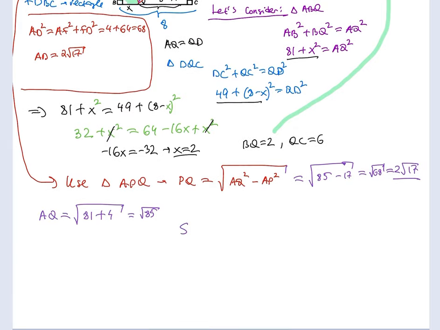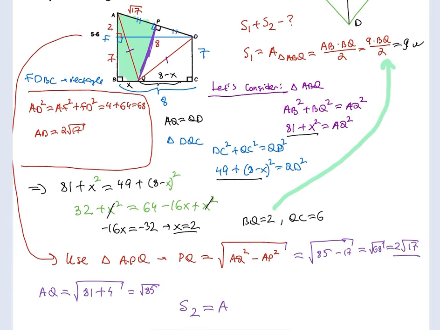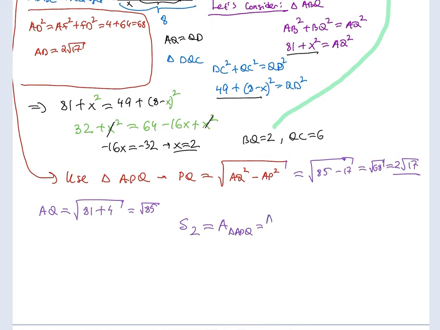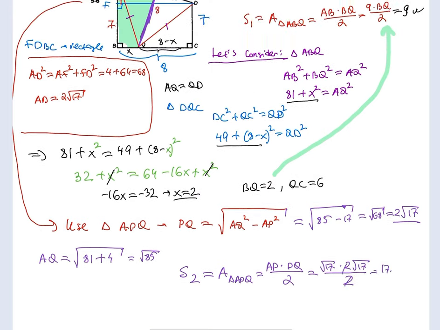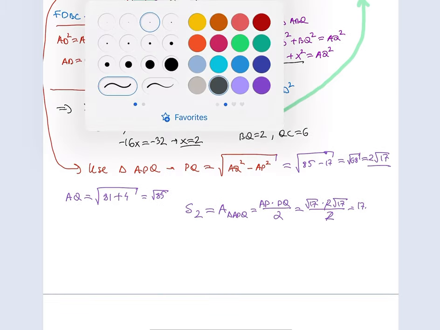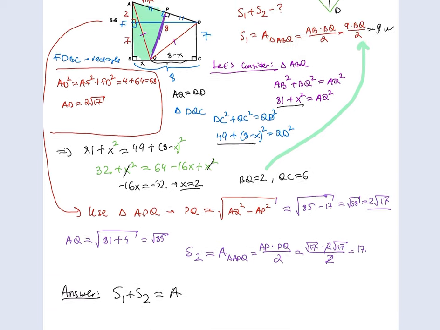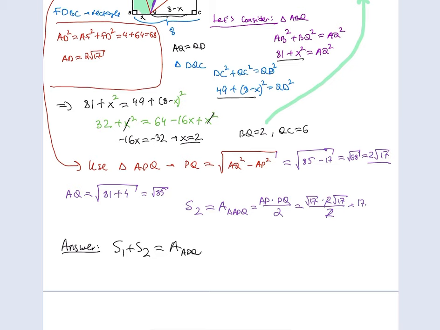So the final answer S2, this is the area of the triangle APQ. APQ is equal to AP times PQ over 2. So AP is square root of 17, PQ is 2 square root of 17, over 2, 2 and 2 cancel each other, it would be 17. So my final answer is just S1 plus S2, which is the area of APQB. APQB is equal to 17 plus 9, or 26. So this is our answer.